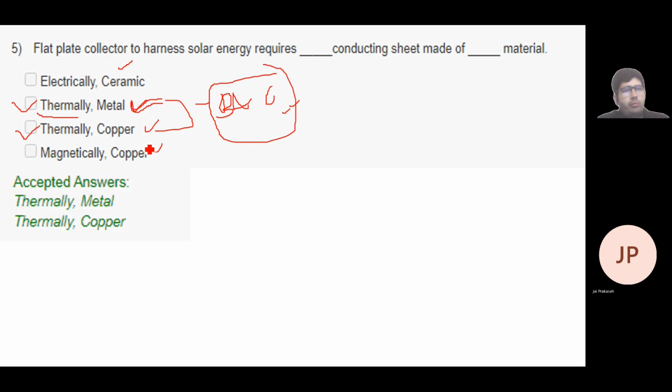Understand the main point: when we are using the flat plate collector, we are just transferring the heat energy of solar radiation to some fluid, or you can say water. You are using that energy to heat the water, so basically you are increasing the temperature and providing the heat energy. So a thermally conducting sheet is required, and it can be of any metal or copper. So options B and C are correct.